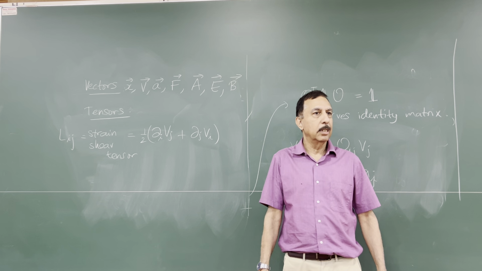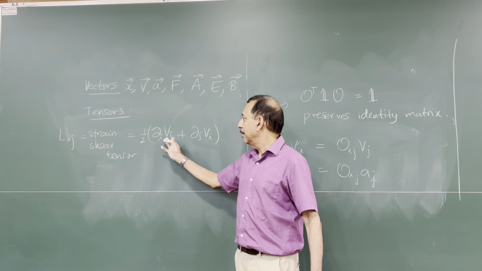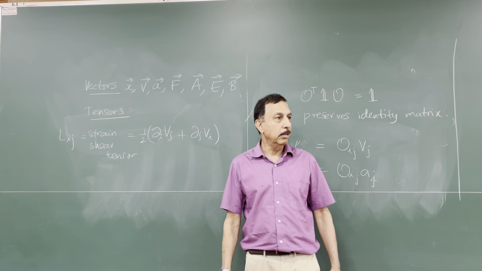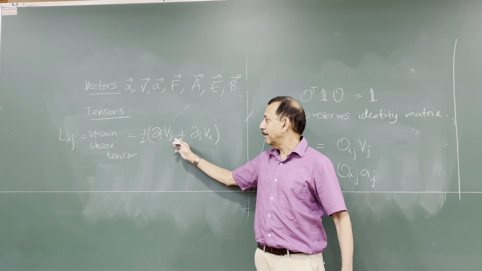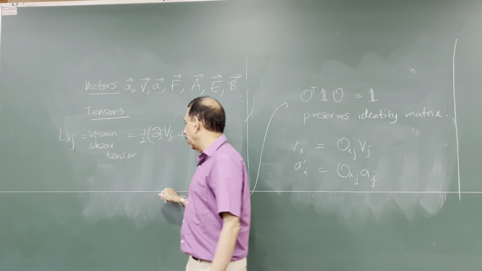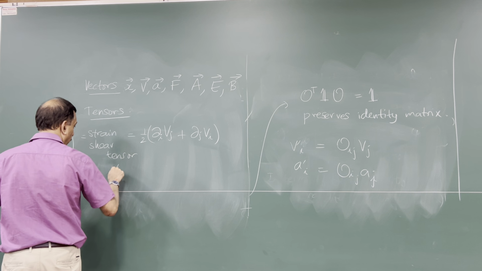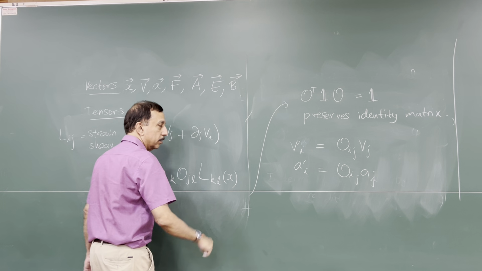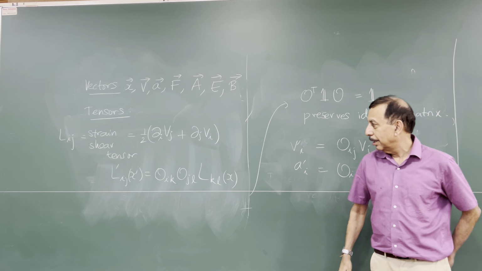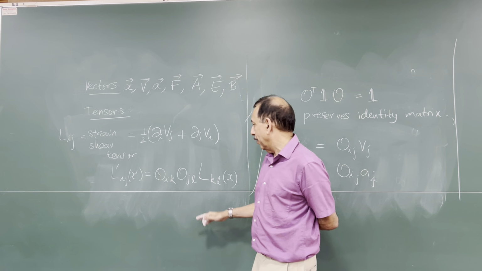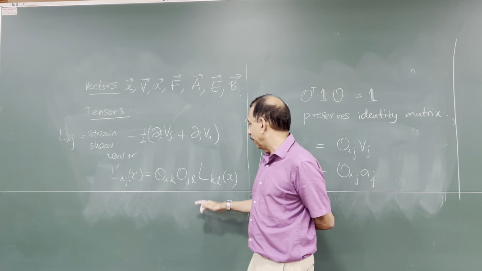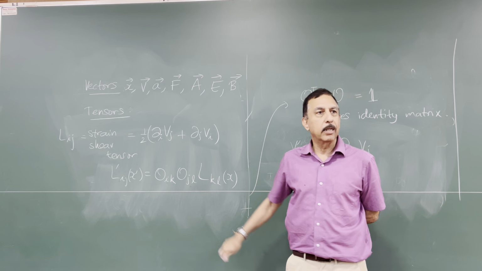Utterly simple. You have to think of each index as an entity which transforms under rotation. So just act with an O on one index and an O on the other index and you're done. So L prime ij of x prime is Oik Ojl Lkl of x. Was that difficult? It's as if I first focused on the first index and I said I should become K with an O acting on it, and then J should become L with an O acting on it.